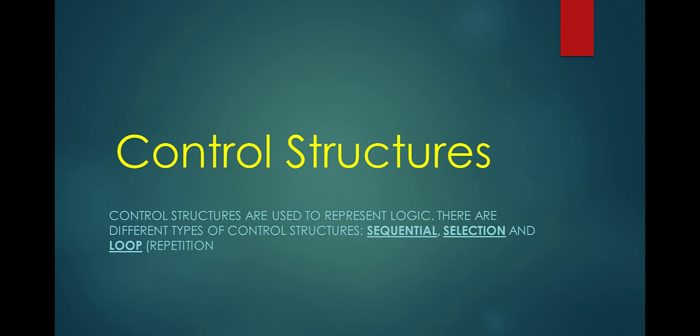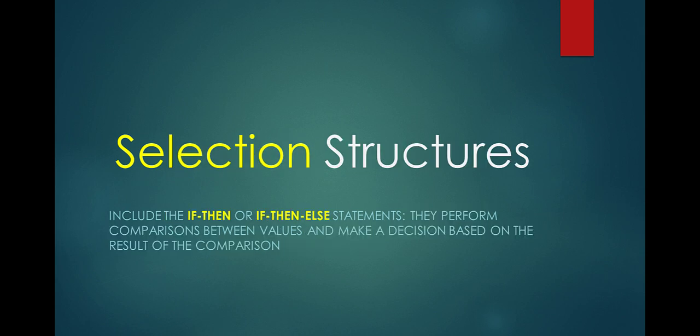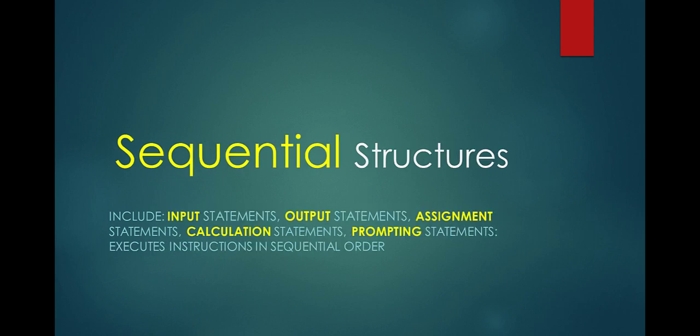In all of the algorithms so far that we have dealt with, we have used a control structure known as a sequential structure. There are three types of control structures. We have sequential structures, we have selection structure, and then we have loops. As I mentioned earlier, the structure that we've been using so far has been sequential structure.